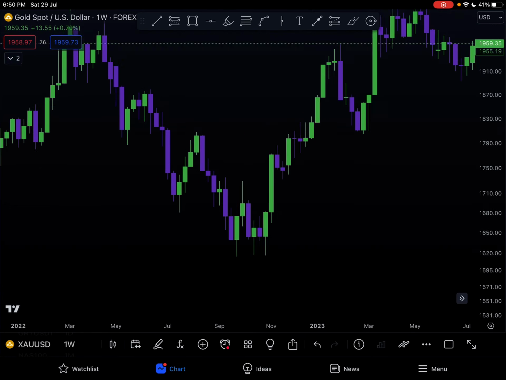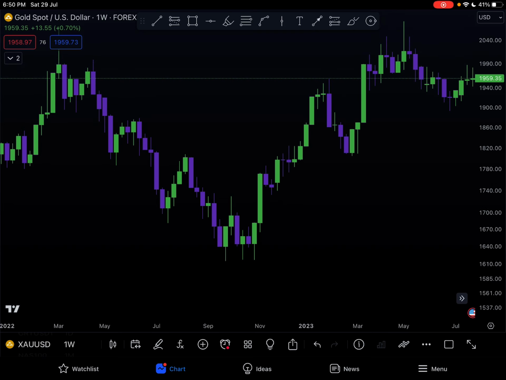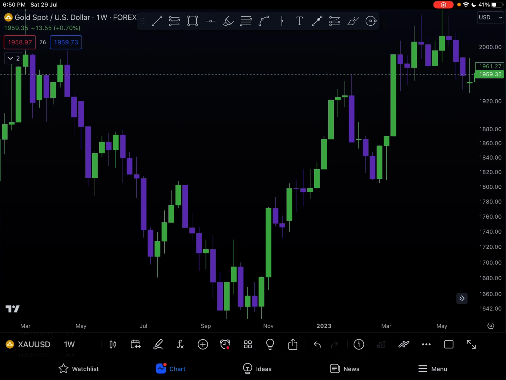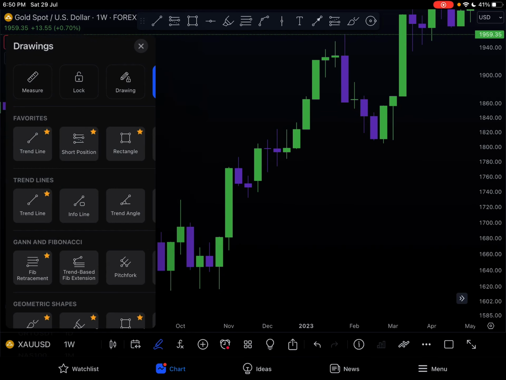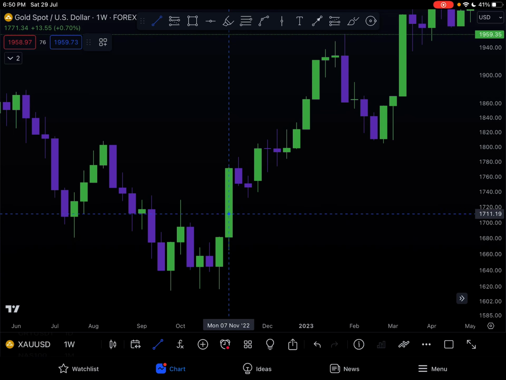You might not trade forex. I trade forex, stocks, and crypto, but we're going to look at examples from all three markets. What I'm looking at right now is gold, on a weekly time frame. Now, really quick with this imbalance, what you're going to want to do is find a candle with a really, really strong body, just like this.